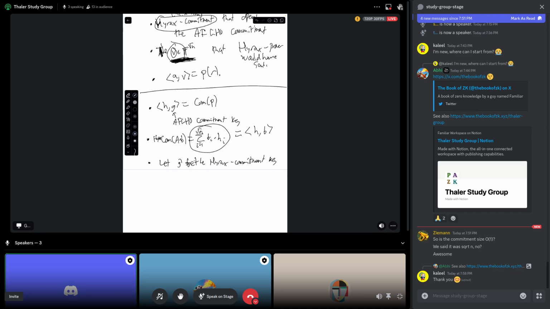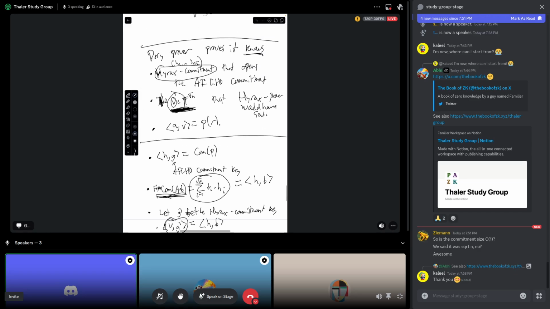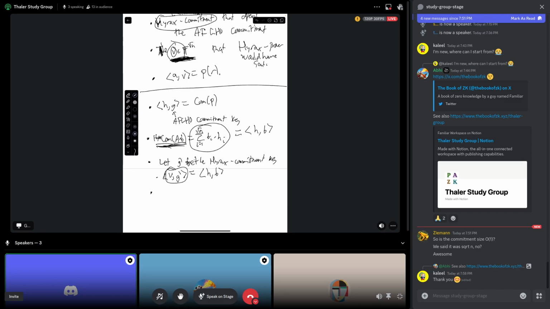Okay, so V opening this homomorphically derived commitment in Hyrax is the same as saying that V inner product G prime equals, right, the Hyrax commitment to V equals the Hyrax commitment to A times B, which is H inner product B. And then finally I have here that P of R is A inner product this vector V that the prover is proving it knows.